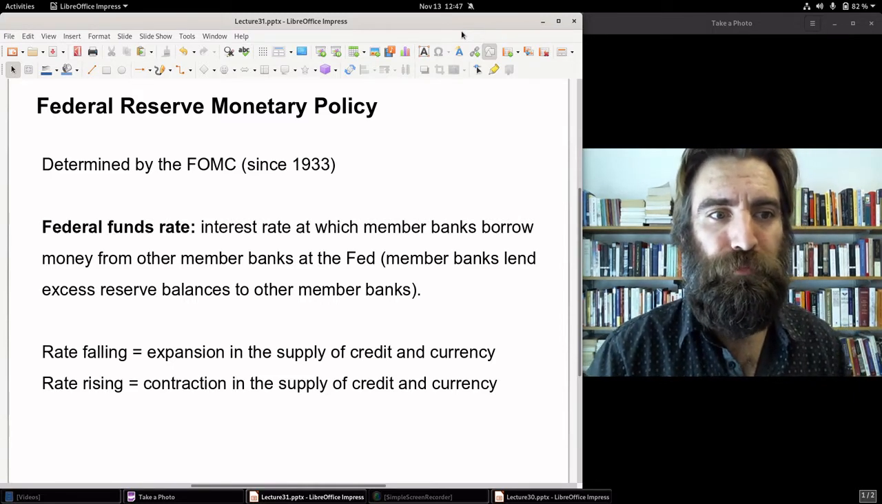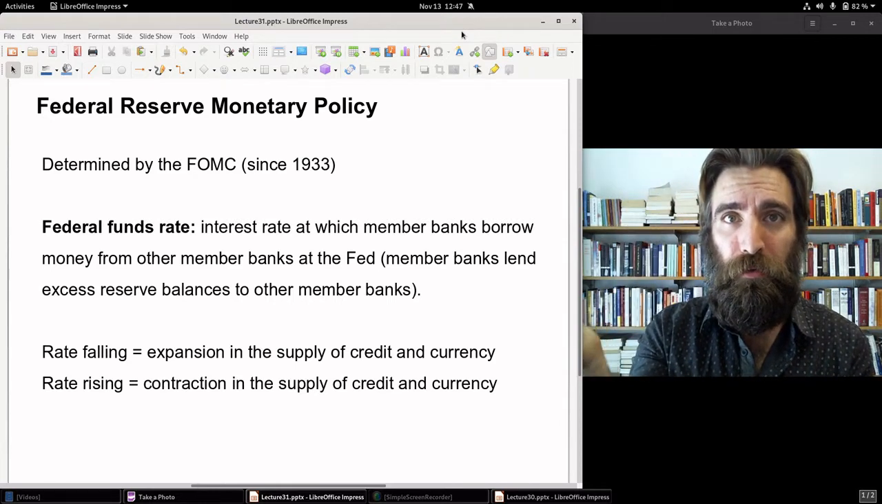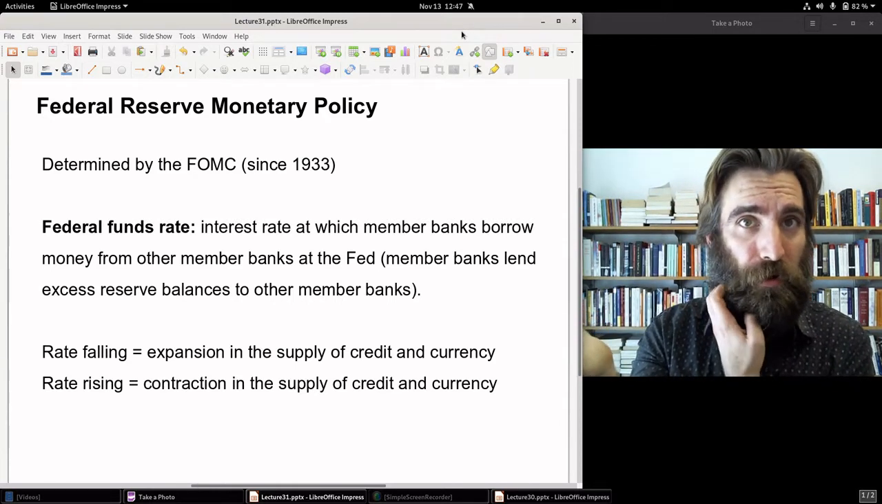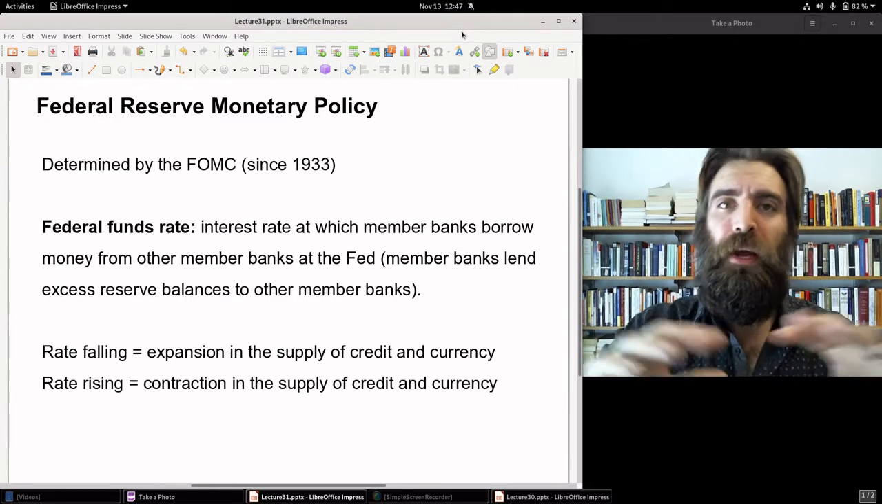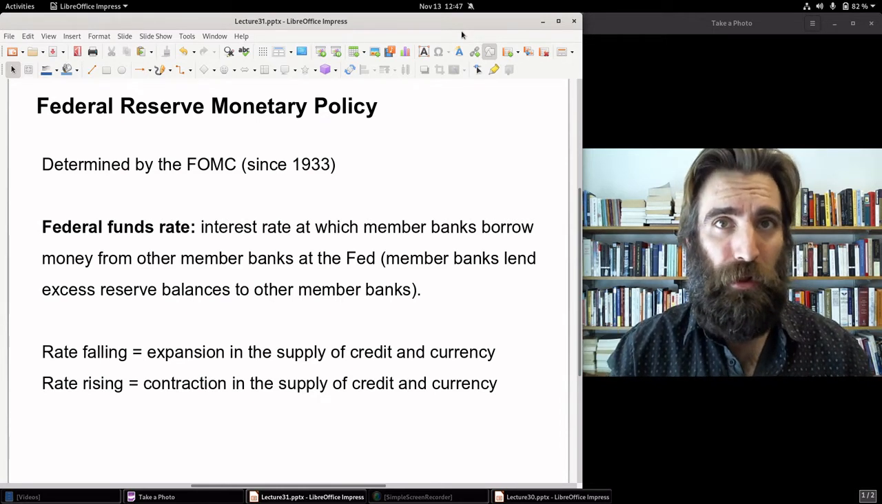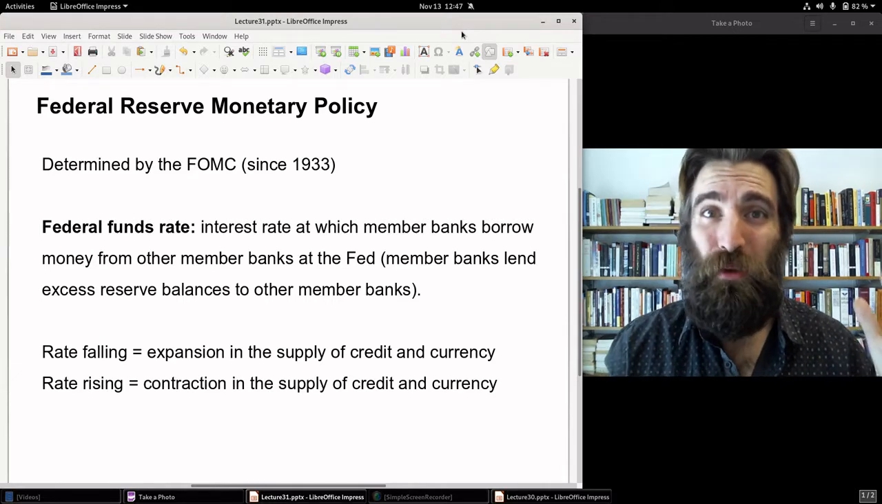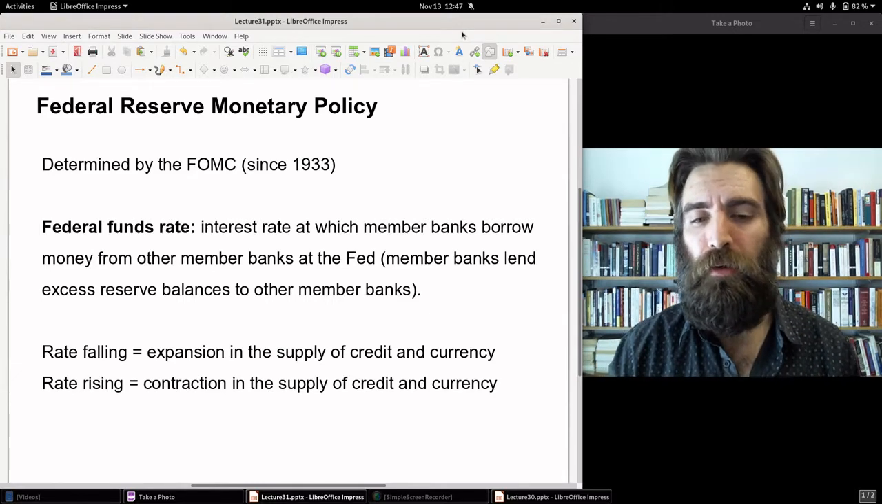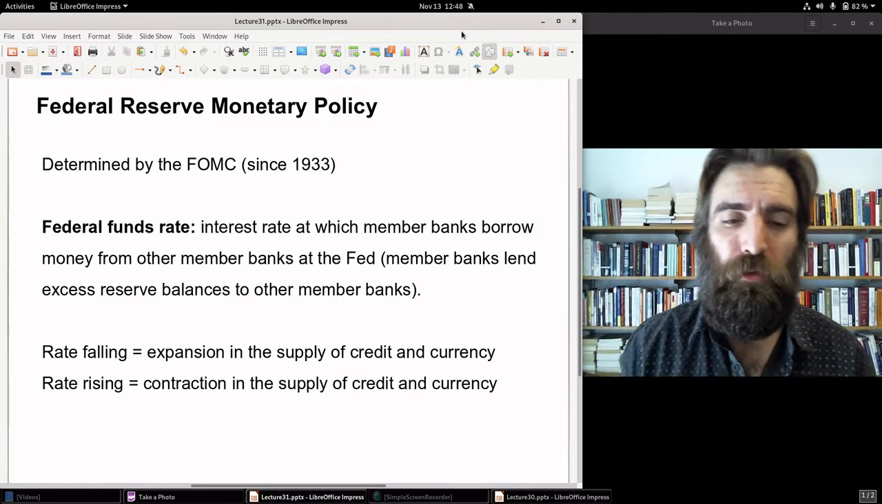in order to retain the minimum reserve balance that they need on deposit at the Fed. So, if you have excess reserves at the Fed, because each member bank has to keep, let me rewind, each member bank has to keep a minimum reserve balance at the Fed. It varied depending on the year. Actually, right now it's zero since the coronavirus, but ordinarily, depending on the size of the institution, it can be anywhere from 3 to 10%.